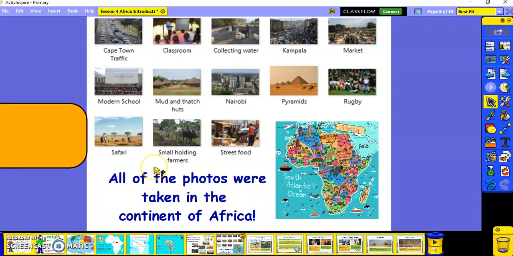So all of the photos that you have just sorted were in fact taken in the continent of Africa. So they might be from different countries, but they are all from the continent of Africa.